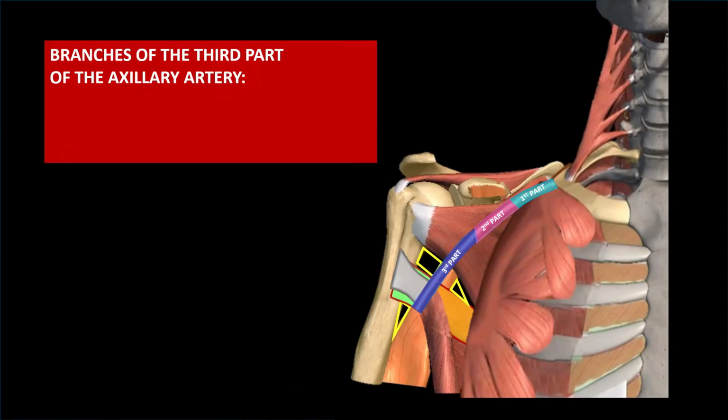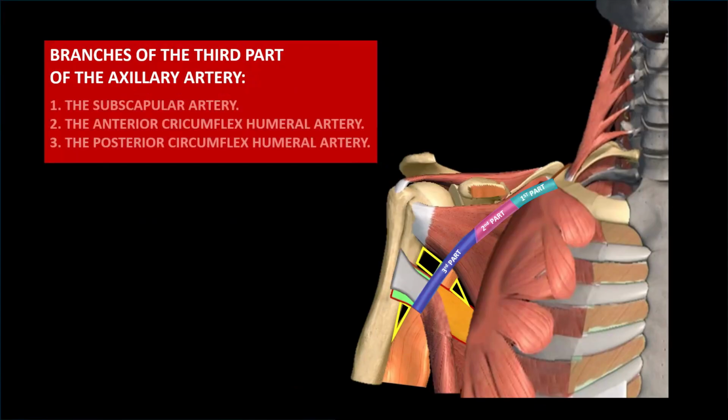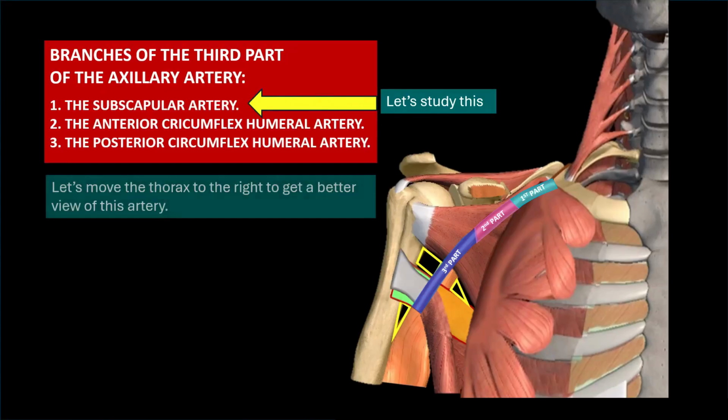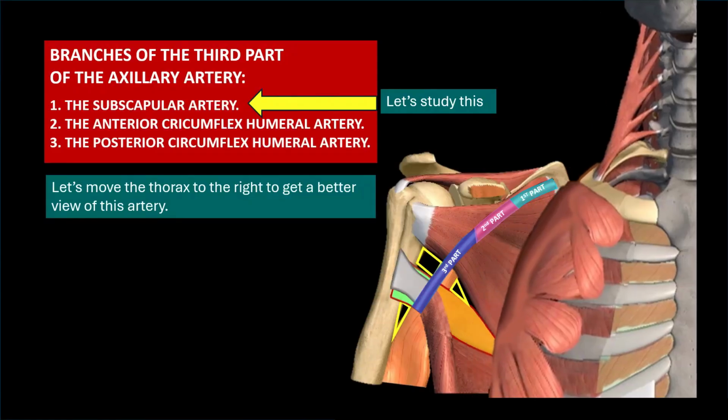Branches of the third part of the axillary artery. Number 1, the subscapular artery. Number 2, the anterior circumflex humeral artery. Number 3, the posterior circumflex humeral artery. Let's study the subscapular artery. Let's move the thorax to the right to get a better view of this artery.